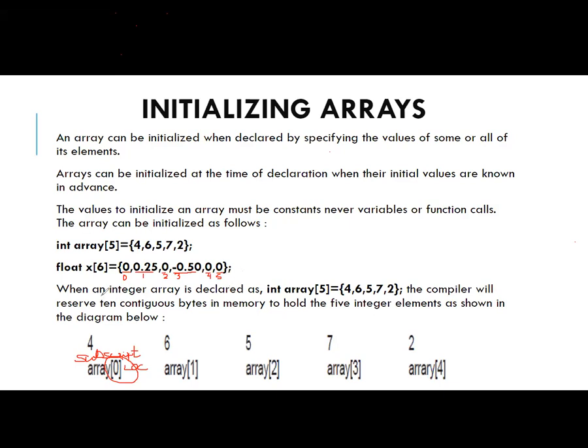So the integer array is declared in this manner, whereas if you're having a float array, you have to write the float data type, the name of the array, and the size of the array, and initialize it to some value. But all you have to remember is that since it is an array, the compiler will reserve contiguous bytes in the memory to hold these values.